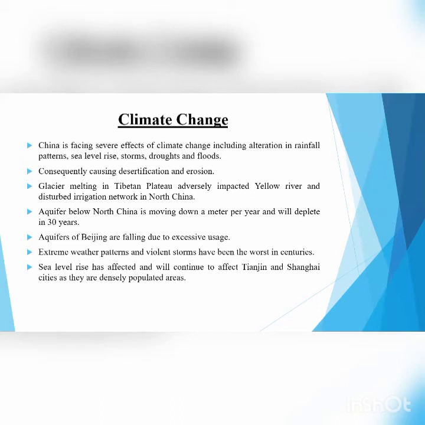Then the aquifer below North China is also moving down a meter per year and is expected to deplete in about 30 years. Aquifers of Beijing are also falling due to excessive usage, and extreme weather patterns and violent storms have been experienced. Then sea level rise has affected and will continue to affect the cities of Tianjin and Shanghai as they are densely populated areas.